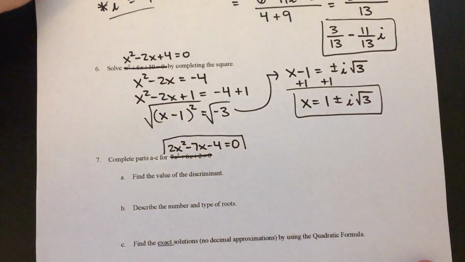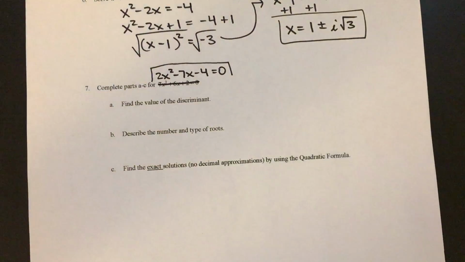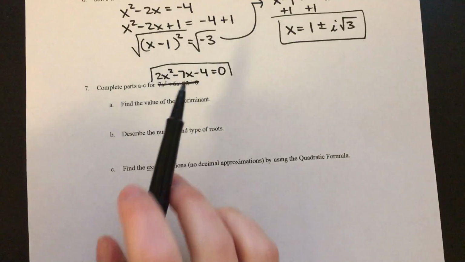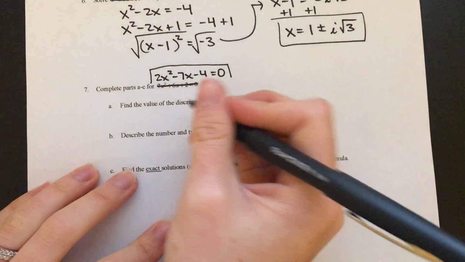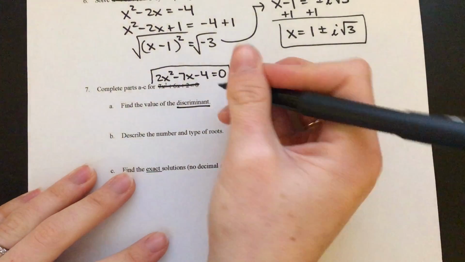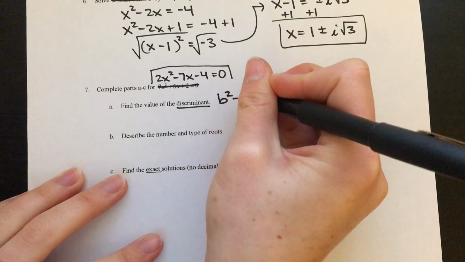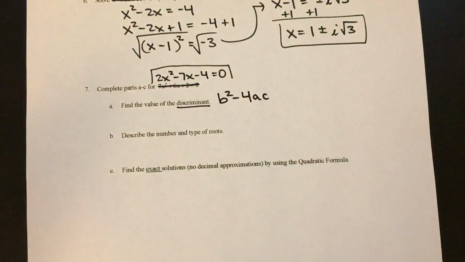Okay, so that's 4-5. Our next problem is from 4-6, and this is the quadratic formula. So we start with the discriminant. So a handful of you seem to not know what the discriminant was. That formula is b squared minus 4ac. So it's just the part of the quadratic formula that's under the square root.